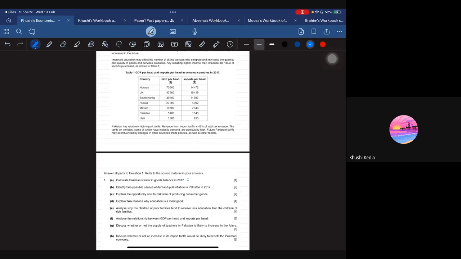So that will be negative $36.5 billion. Very nice. So one question is done. No issues with this. So what was the assessment objective that he asked you to perform here? The knowledge. And what's the key word here? Calculate. Right. So no issues with the first one.